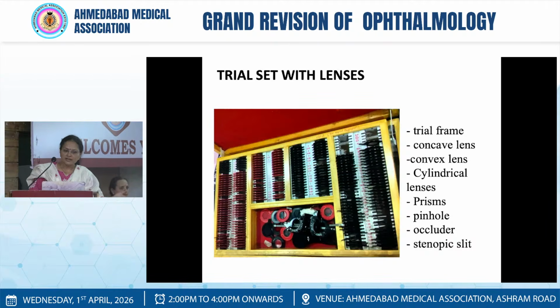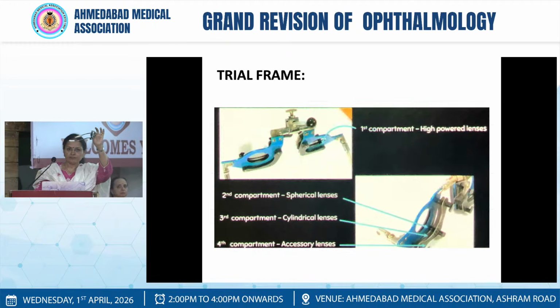Then the trial set with the lenses. They contain a trial frame, different types of lenses, prisms, pinhole, occluder and stenopaic slit. So mainly the trial frame. How many slots are there in the trial frame? 4.